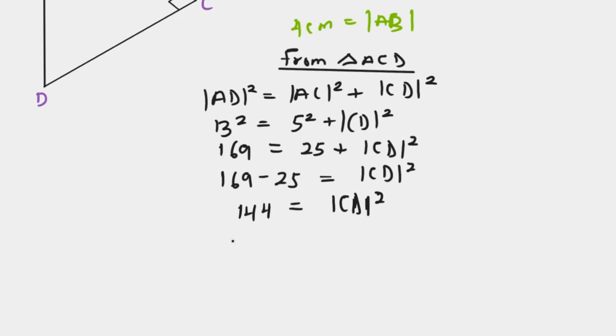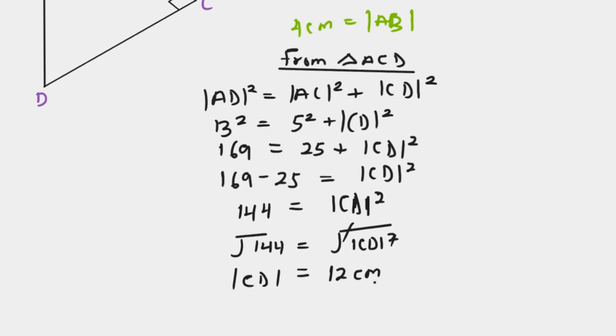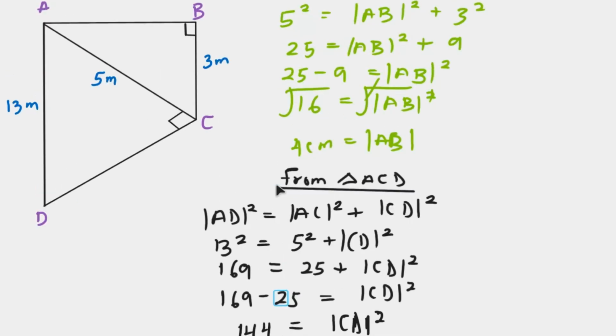We have to find the roots on both sides so that we can get our CD. So you know that the square can cancel this one. So we have CD equal to the root of 144. And since 144 is a perfect square, we can easily get 12 as the answer to that. So CD is 12 centimeters. So that is how we can also find the side CD.